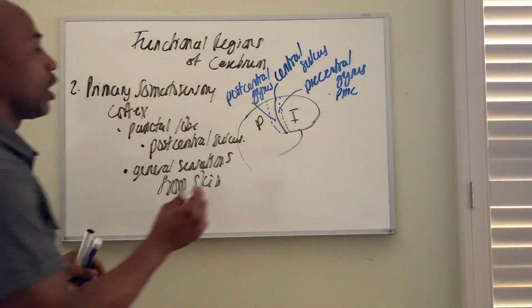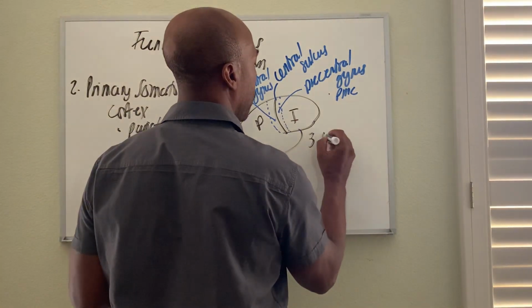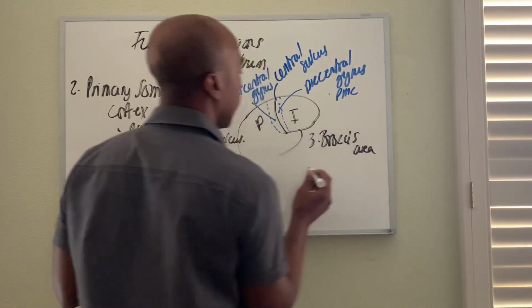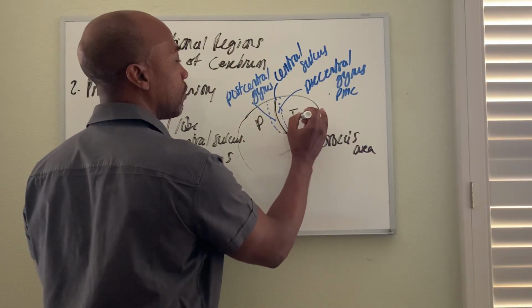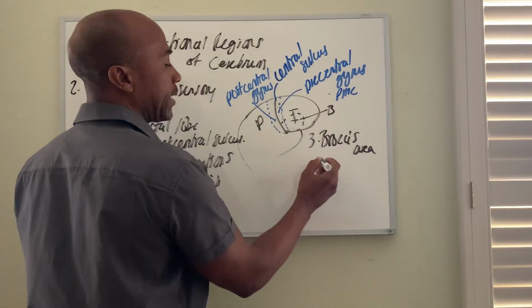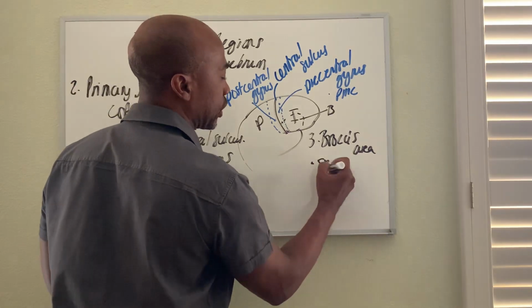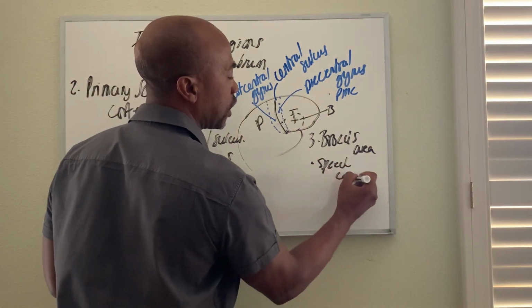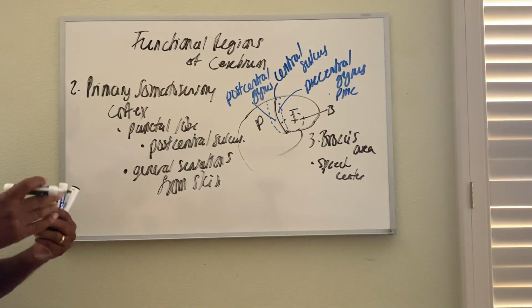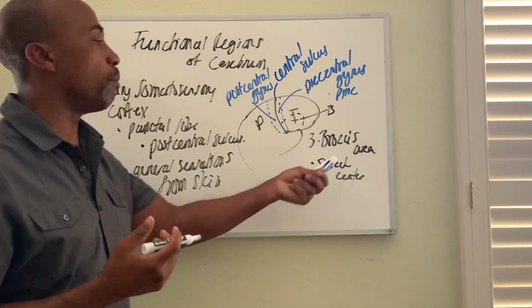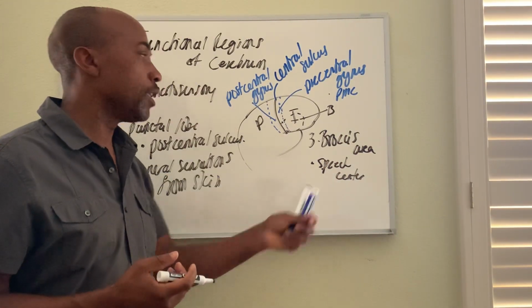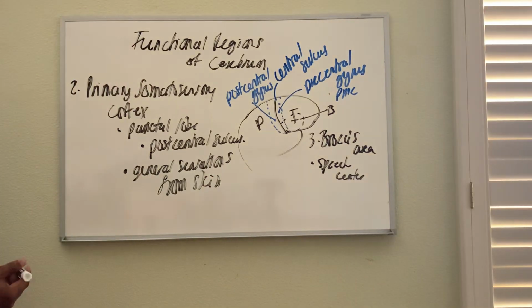Now then we have an area called Broca's area. Broca's area is also a part of the frontal lobe. Typically around here is Broca's area, and this area is your speech center. Whenever you speak, the commands that control your tongue, your breathing, your lips come from your Broca's area, usually in the left side of the frontal lobe. It's called Broca's area or your speech center.